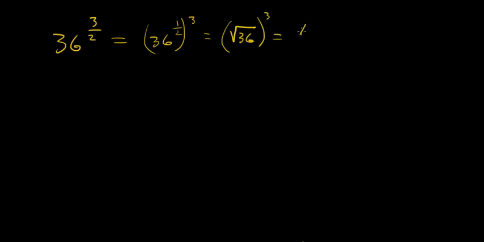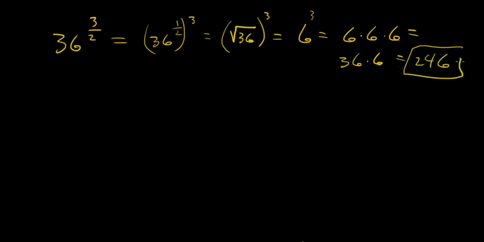What's the square root of 36? 6, to the third power. 6 times 6 times 6 equals 36 times 6 equals, oops, 216. My bad.